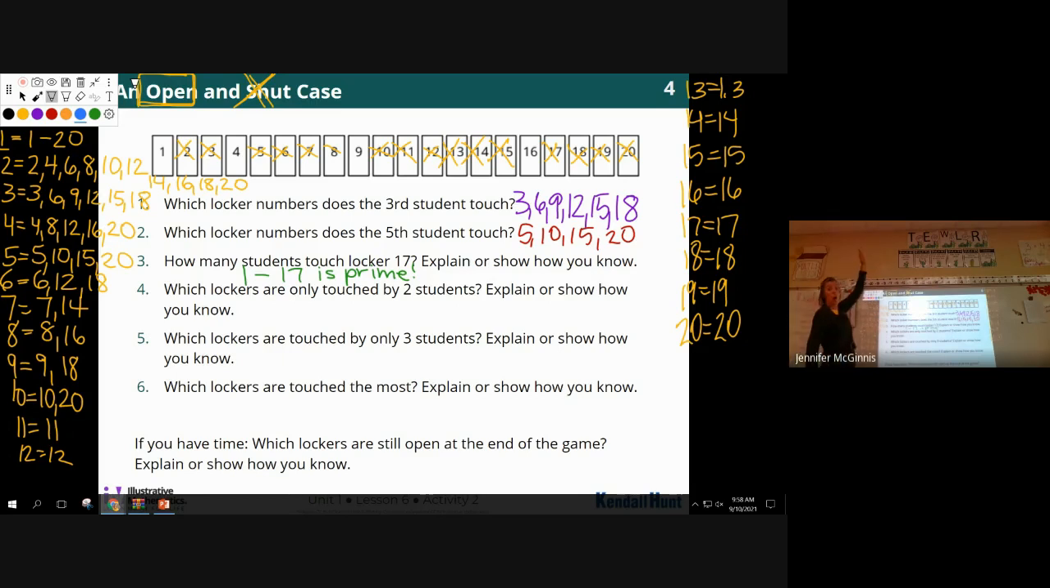Lucia, now people are like, oh, wait, I have an idea. Maybe 7? Well, who touches 7? 1 and 7. Prime. Oh, 1 and 7 is prime. So, Sophia, are you telling me that the only lockers that are going to be touched by 2 students are the numbers that are prime? Okay. So what's the next one going to be?